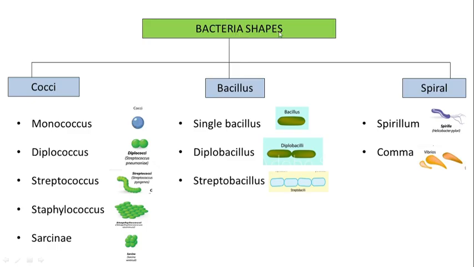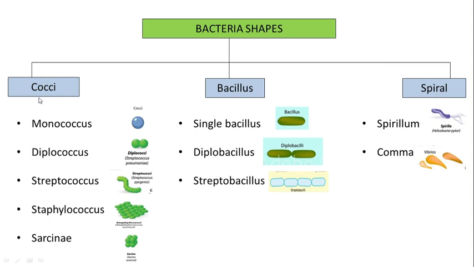Bacteria are of different shapes. So broadly we can say bacteria can be classified into three groups depending on their shapes. So first is cocci. Cocci are those which are round shape. Second category is bacillus. Bacillus bacteria are those which are rod shape, that means elongated, rod shape. Then we have spiral. Spiral bacteria, they are spiral in shape.